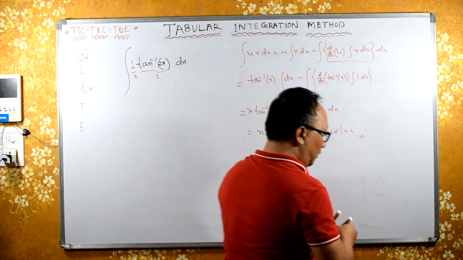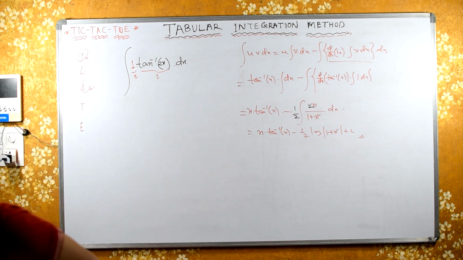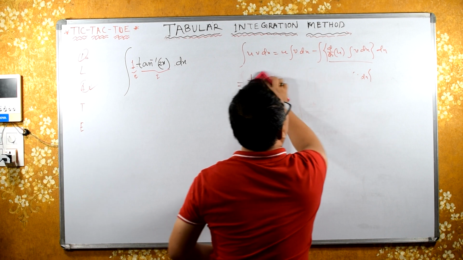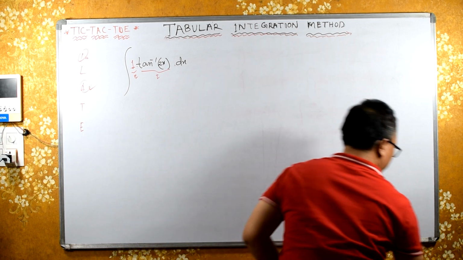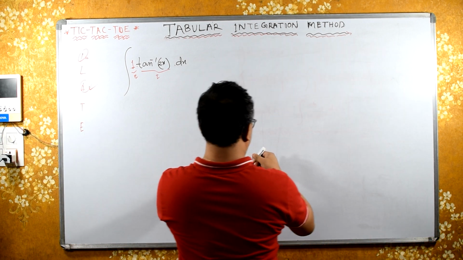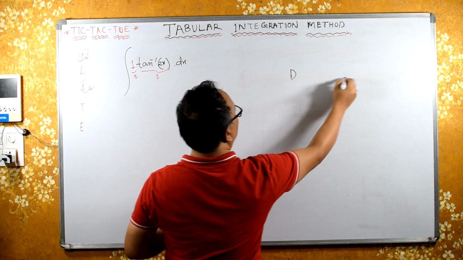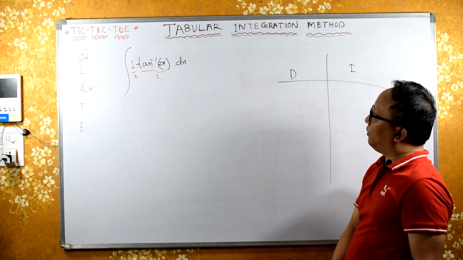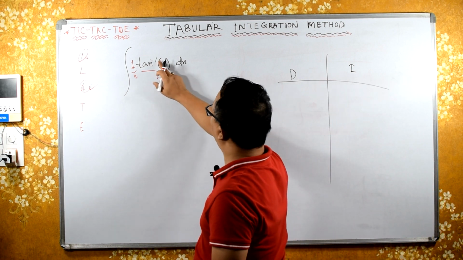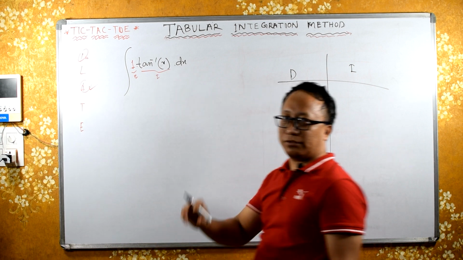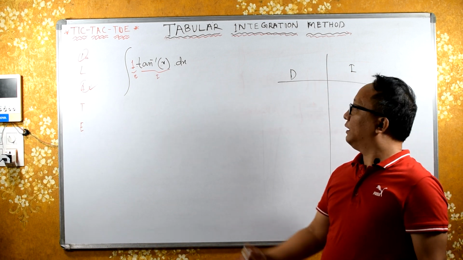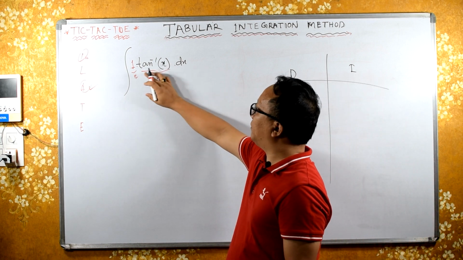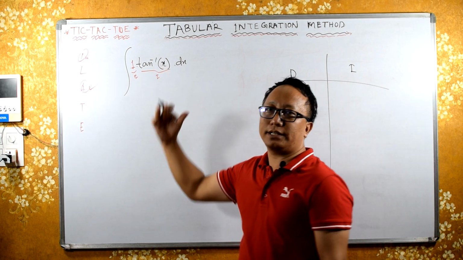Now for the DI method, what we will do is, we have D, we have I. The tabular method. Now your aim is what? I already solved by x, so I'll solve by x only. So x tan inverse x, with the logic as before.